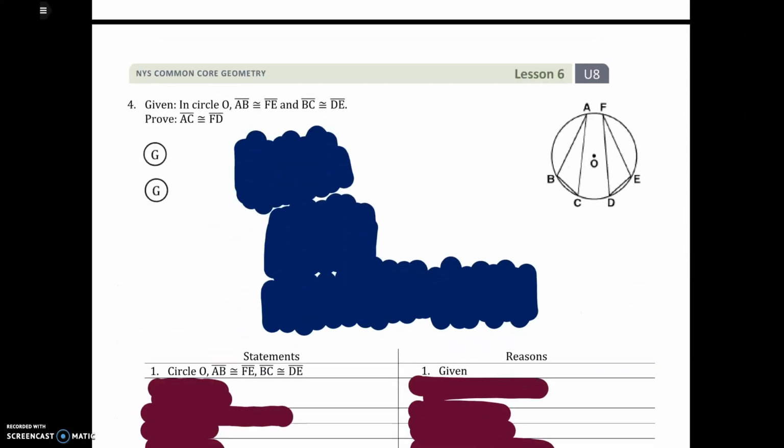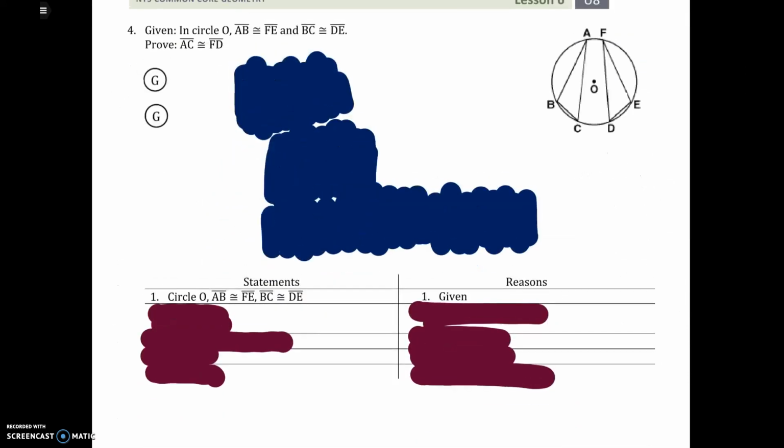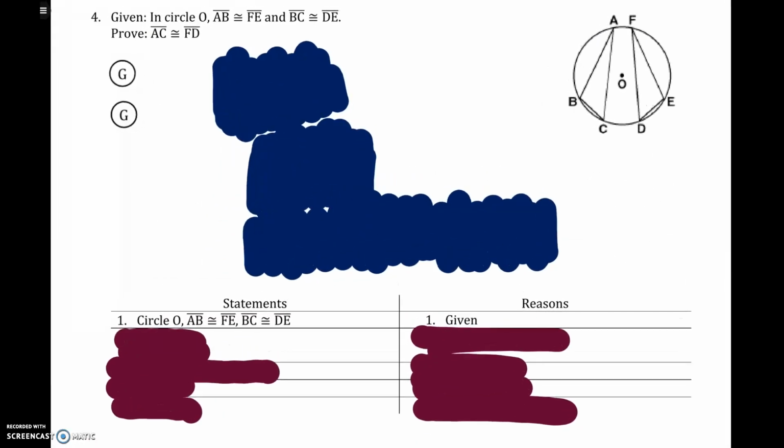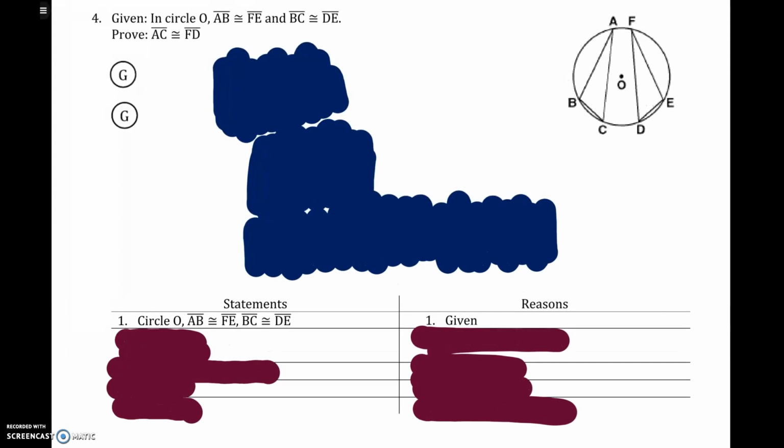Okay, for number 4. All right, this time, we're trying to prove segment AC is congruent to segment FD, so I definitely don't want to use angle again to get congruent things. So I've got a lot happening here. I've got circle O, I've got AB is congruent to FE, and I've got BC is congruent to DE. I did split them into two givens because I did have two different congruent concepts, and I was going to use them a little differently. You can put them together here, though.